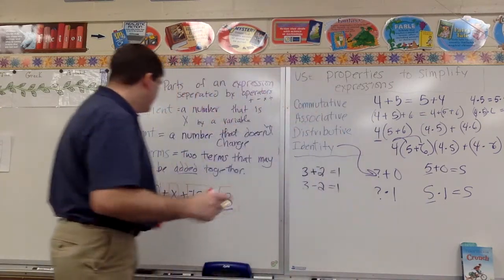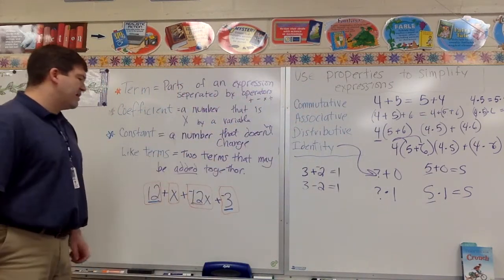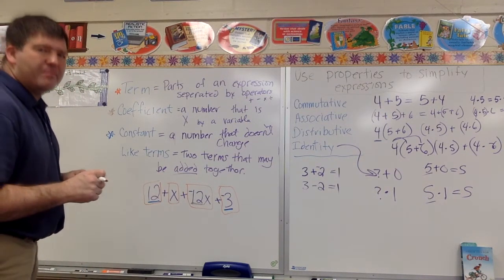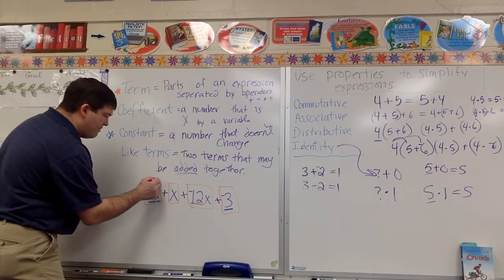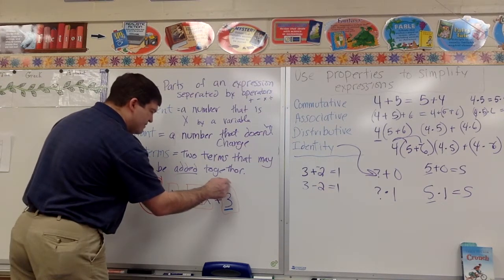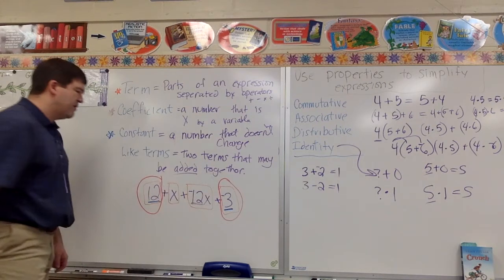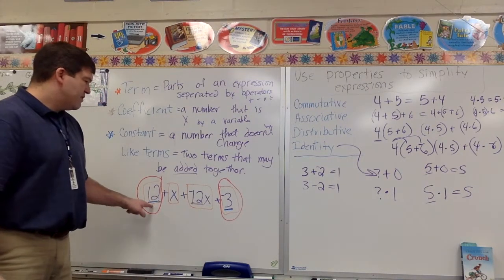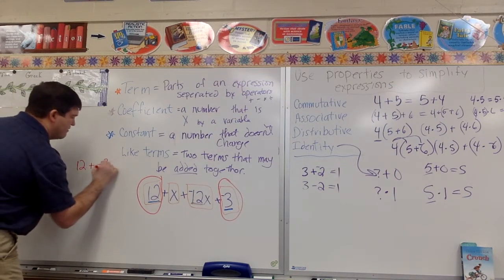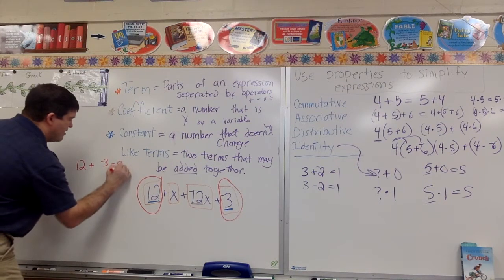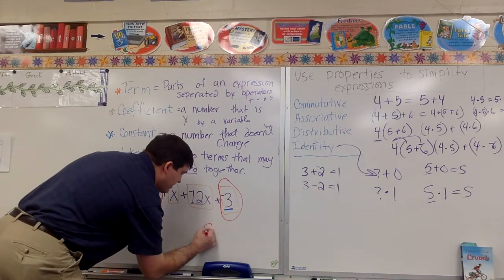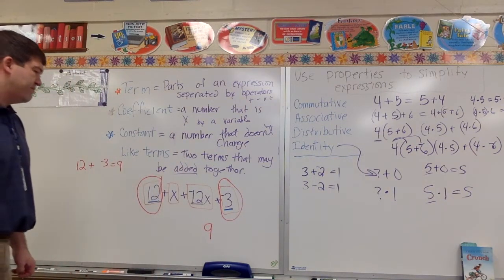Now, like terms. Two terms that may be added together. Now, they need to be the same. So I have this 12 and this negative 3. Those are like terms, so I can add those together. 12 plus negative 3 gives me 9. Okay? So I can work to simplify this. I'm going to have 9 there.